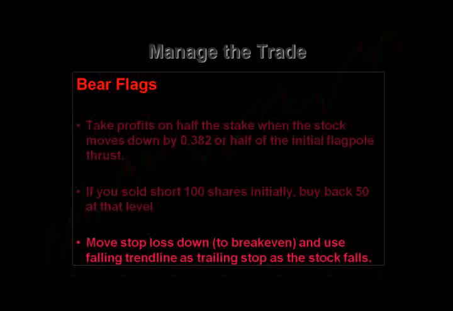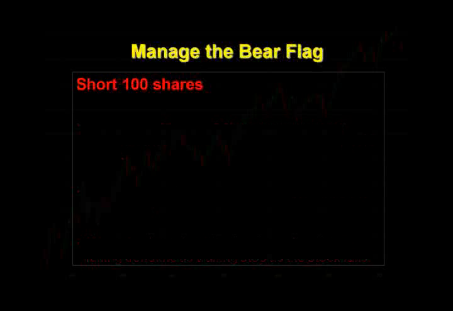What we then do is move our initial stop loss down to near break even and then use a falling trend line, a descending trend line, as our trailing stop as the stock falls in price, and therefore we can get some windfall profit hopefully when that happens.